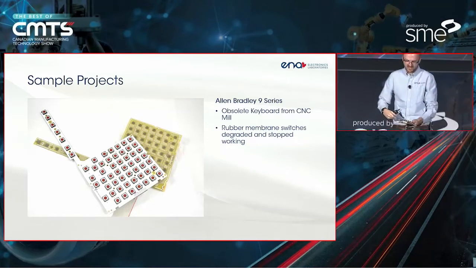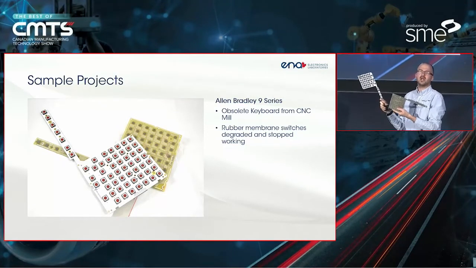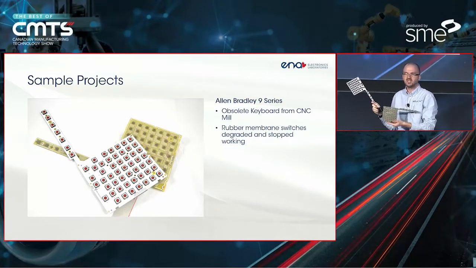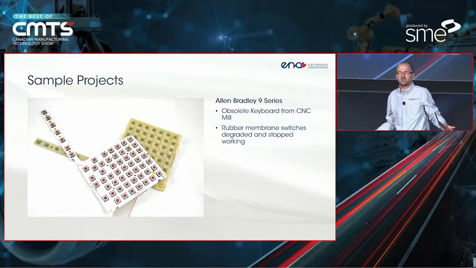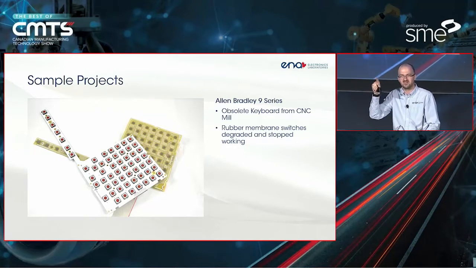So this is a keypad from an Allen Bradley 9 series CNC machine. It's hundreds of thousands of dollars to replace this CNC machine. The operator's already trained on it. They've already got the programs for it. They've already got the machine on site. It's already working. But the problem is the rubber membranes broke down because it's from a bearing factory. They make ball bearings. And the problem was the oil got into the rubber membrane, degraded it, and then the machine doesn't work because they can't press the button.